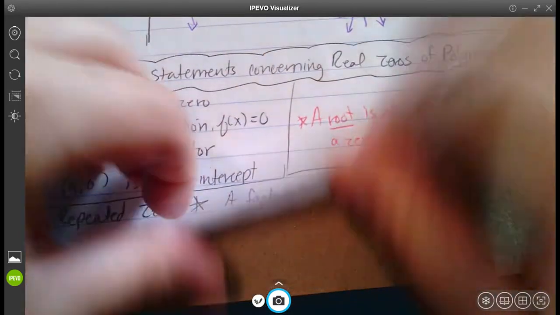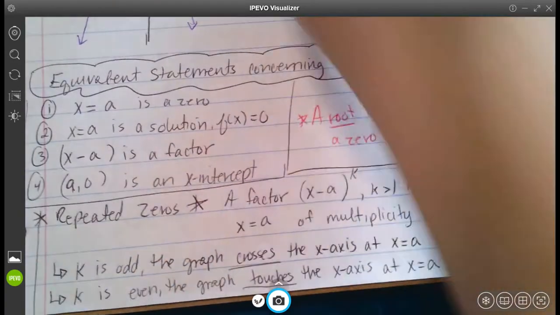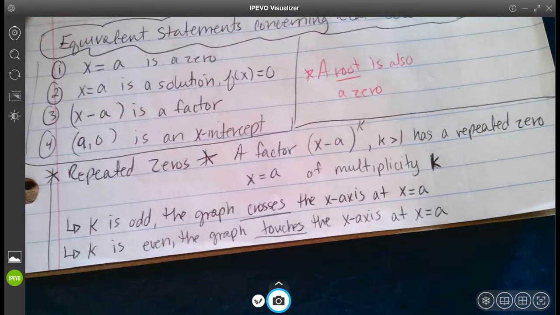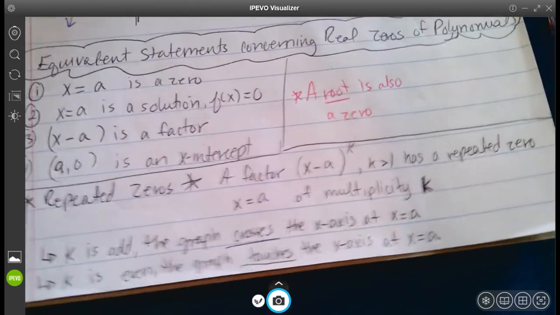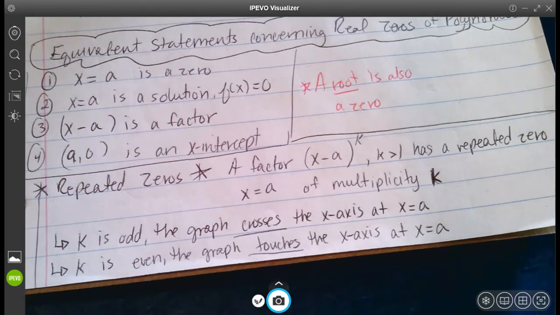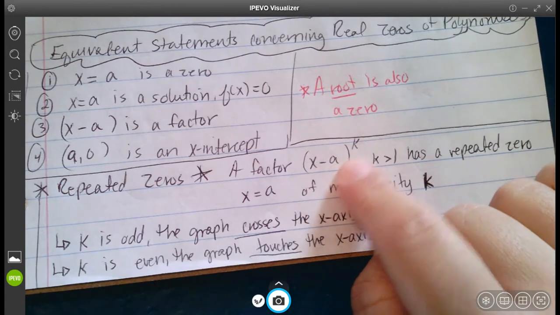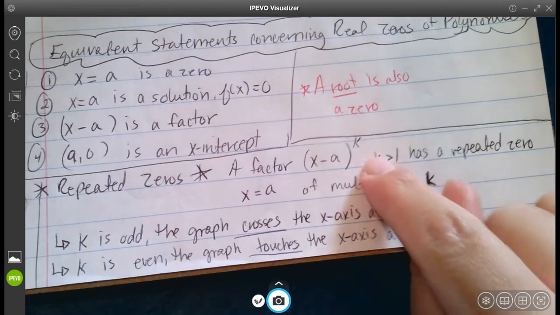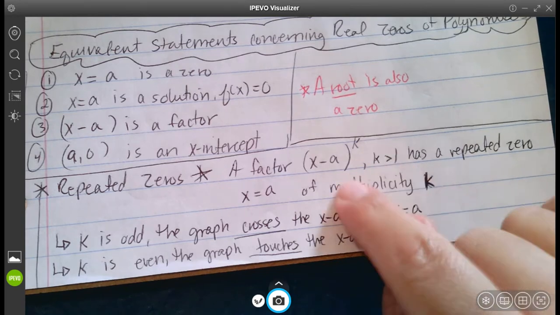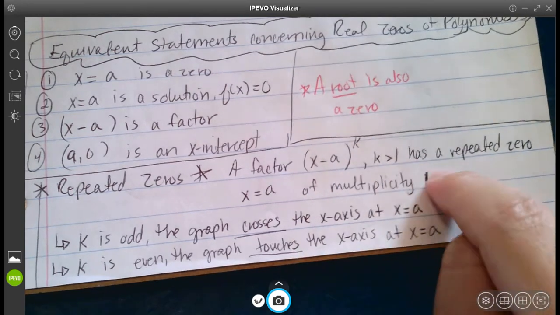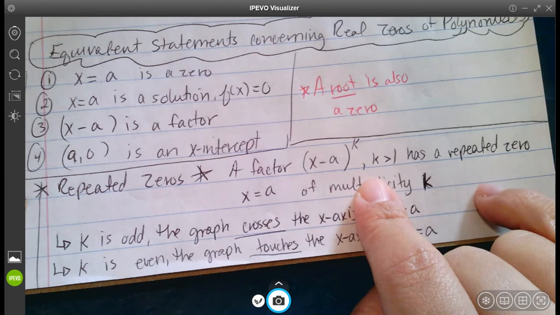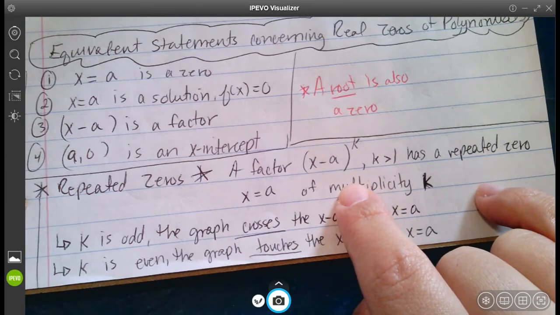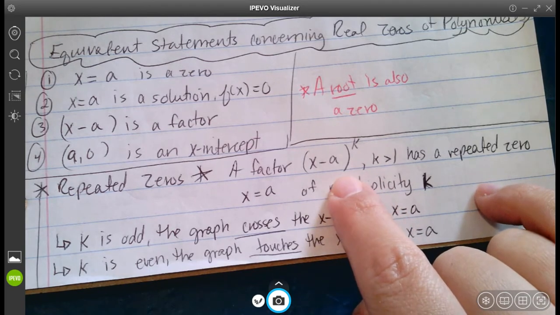Last thing on this page, and that'll be it for this video, because believe it or not, this notebook is done, so I'm going to have to do a separate video anyway, is repeated zeros. Repeated zeros are when you have a factor in this format, x minus a to the power of k. Let's say k is equal to 2 or something. When this happens, this is a repeated 0. And it happens often, like when you have x plus 2 times x plus 2. It's the same factor, so if you solve it twice, it's the same answer.